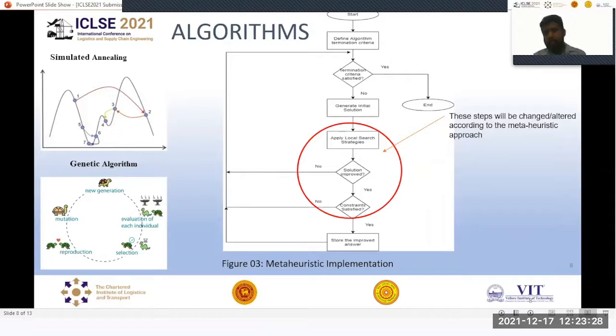We generate the initial solutions, then apply local search strategies. We check whether the solution is improved. Then we check whether the constraints are satisfied. So we have a lot of constraints. Then we go all the way round. So these circled steps may be changed or altered according to the meta-heuristic approach, which is simulated annealing and genetic algorithm.